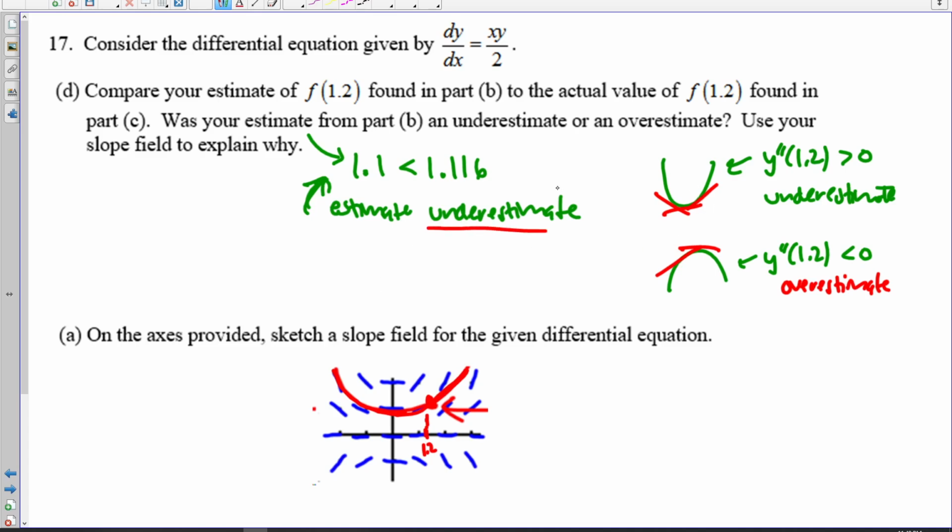So to explain why, I would say the second derivative at 1.2 is greater than 0. You could even say concave up. Therefore, this is concave up, so my estimate is an underestimate. And that's good enough to explain why. All right, I think you guys are armed and dangerous. Go for your homework.